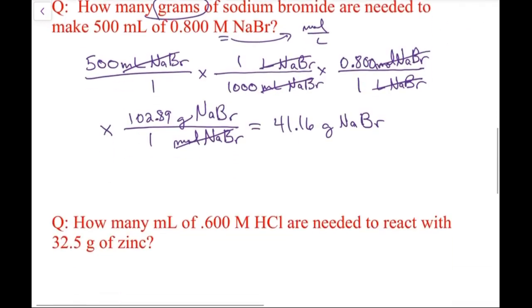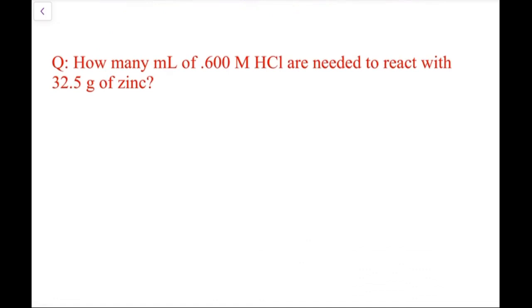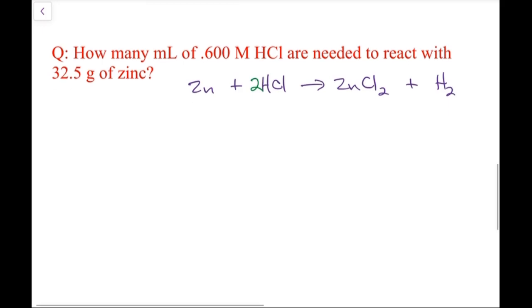Okay, so let's try one more problem. Now this one is actually some stoichiometry. We've got a reaction: zinc reacting with HCl. That's going to give us a single replacement reaction, and it's going to give us zinc chloride plus hydrogen. We're going to have to balance with a 2 in front of HCl, and I believe that's it. So the equation's balanced.